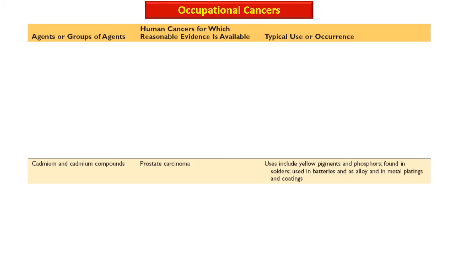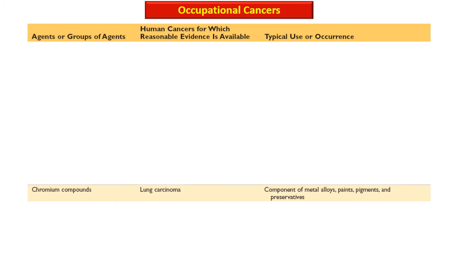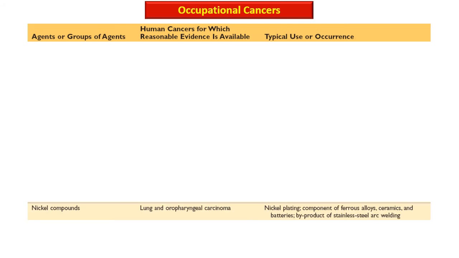Cadmium and its compounds are used as yellow pigments and phosphorus. They are found in solders and used in batteries, as alloys, and in metal plating and coating. These are associated with prostate carcinomas. Chromium compounds are components of metal alloys, paints, pigments and preservatives, and they have been linked with lung carcinomas.